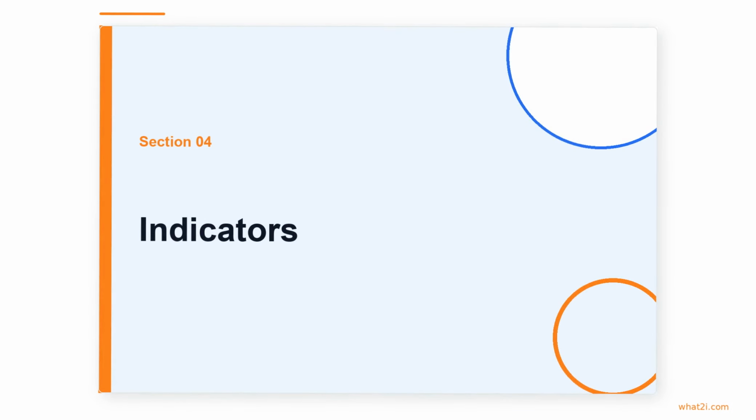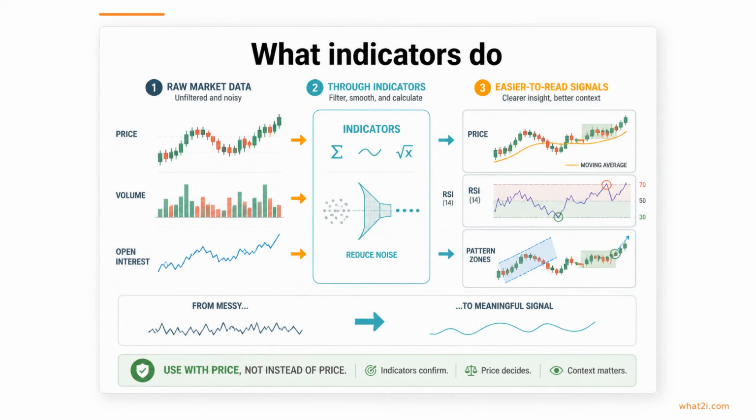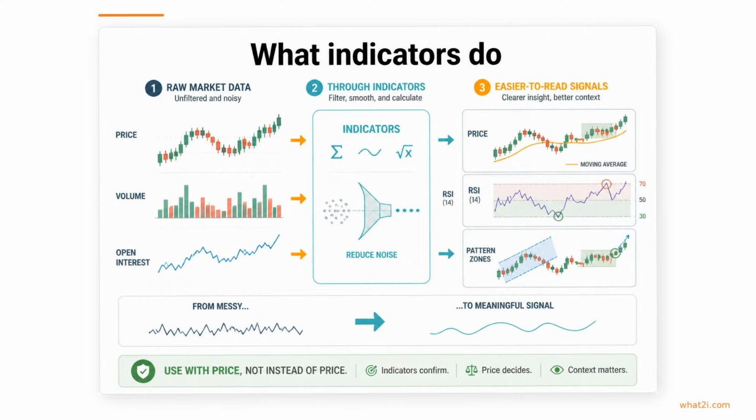Section 4. Indicators. Indicators take raw market data and transform it into signals that can be easier to read alongside price. They are usually built from price, volume, or sometimes open interest, depending on the market. One reason traders use indicators is to reduce some of the noise that appears on a chart from one period to the next. Another is to highlight patterns that might be less obvious if you look at price alone.